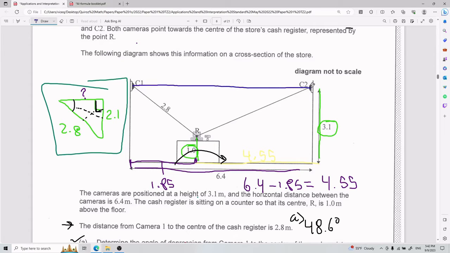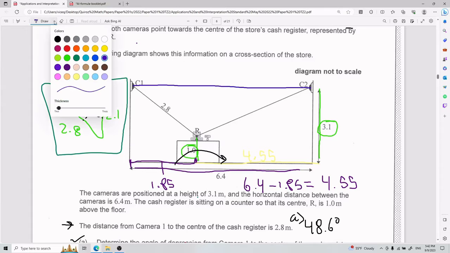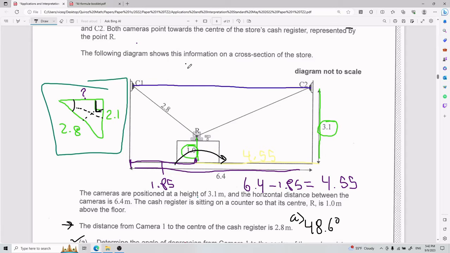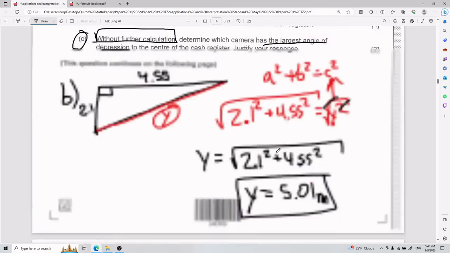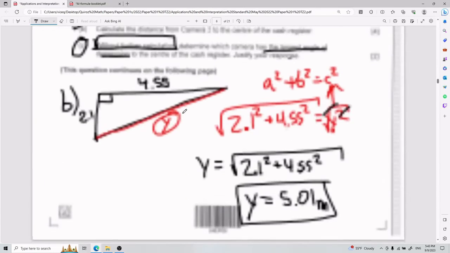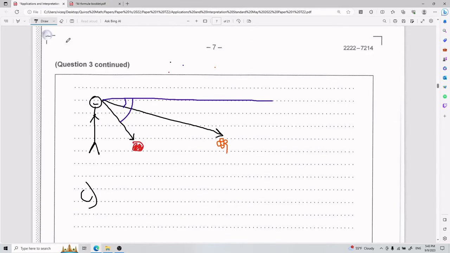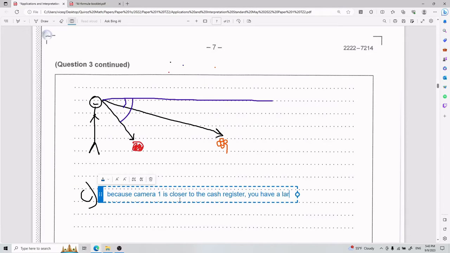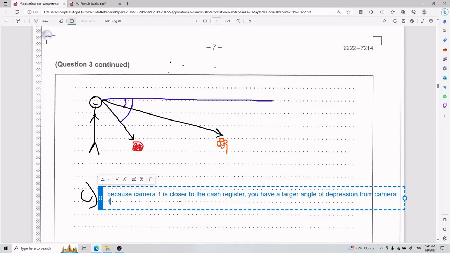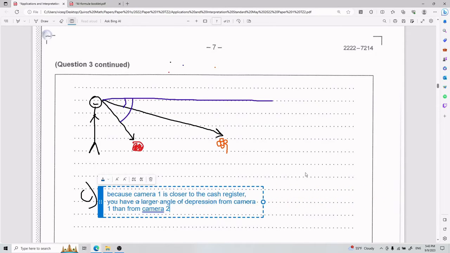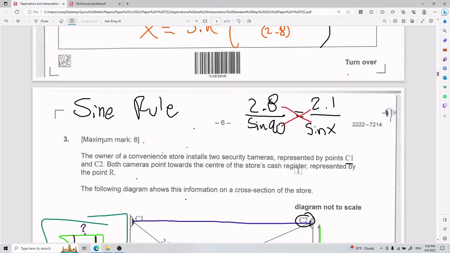Here we have camera 1, here we have camera 2. All right, cool. So which one is closer to the cash register? Camera 1 or camera 2? Camera 1 is closer, see, because of this 1.85 that we discovered earlier. Camera 1 is much closer than camera 2, which has it at 4.55 meters. Having that in mind, and having the tomato thing in mind, if you're closer, the angle of depression is higher. So for part C, you would answer, keeping it very simple, because camera 1 is closer to the cash register, you have a larger angle of depression from camera 1 than from camera 2. And that, ladies and gentlemen, is how you solve number 3.